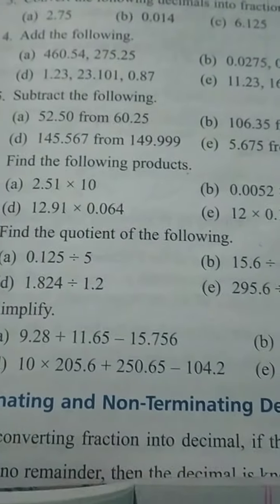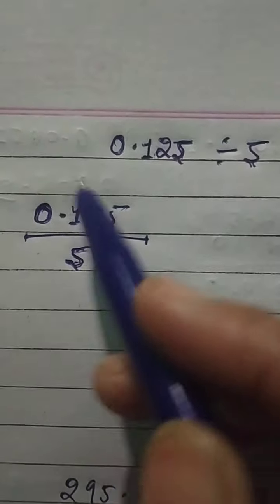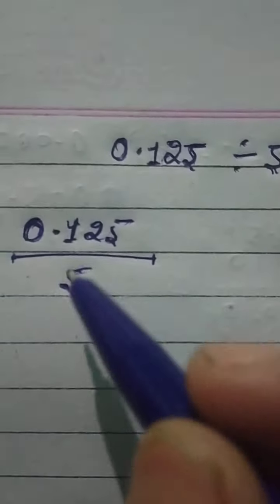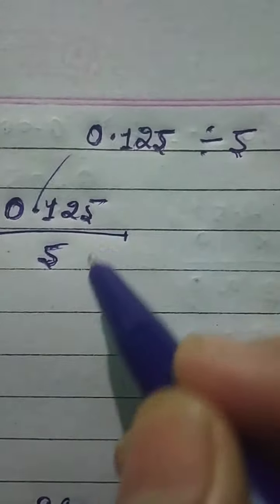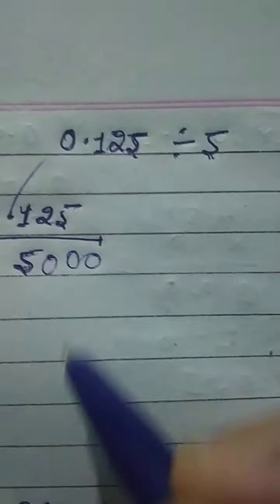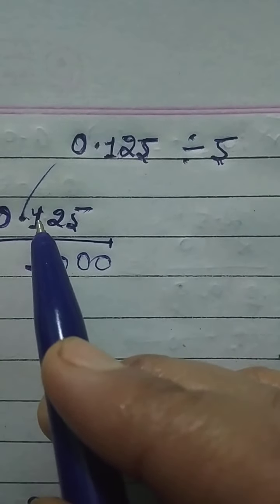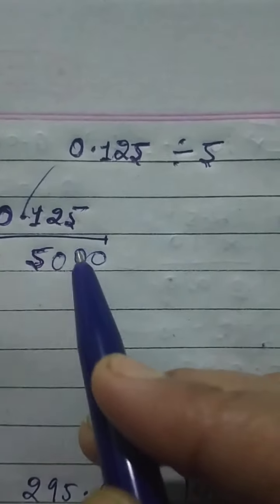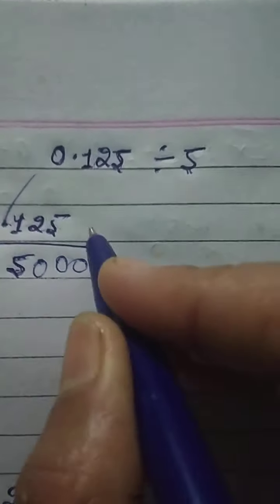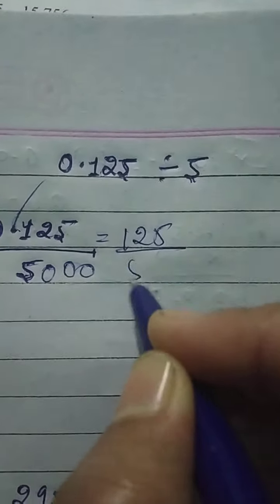Find the quotient of the following. In this you have to divide. So in division you have to be very careful. You can divide it by cancelling also, or we will divide it like this also. There is a decimal, so you can remove the decimal. After the decimal, how many digits are there? 1 2 3. So 3 zeros you can put after cancelling it. After cancelling we have 125 by 5000.